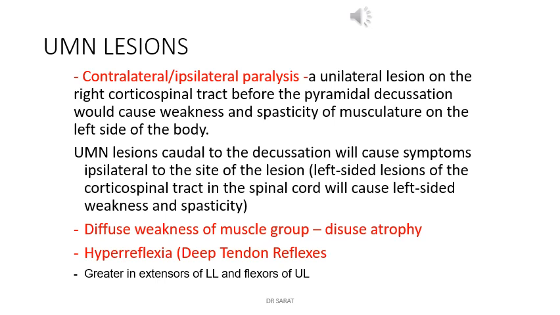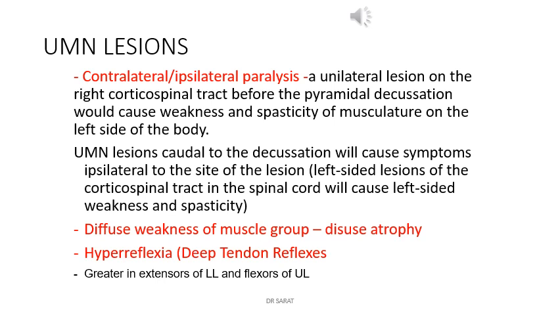But in case of UMN lesion caudal, which means below the decussation, it will cause symptoms ipsilateral to the site of the lesion. That is, a left-sided lesion of the corticospinal tract in the spinal cord will cause left-sided weakness and spasticity. Usually ipsilateral paralysis is seen in the lesions of the spinal cord because already the tract has decussated to the opposite side in the lower part of the medulla itself.